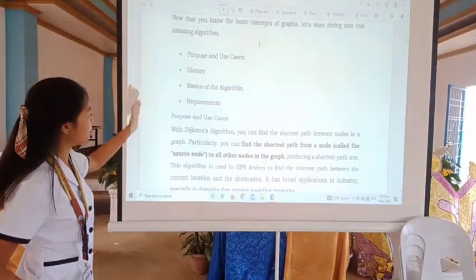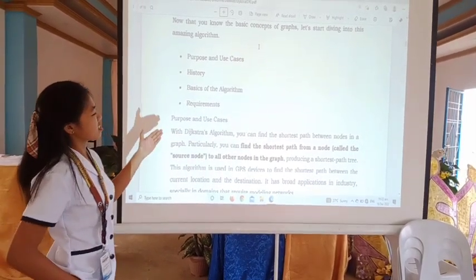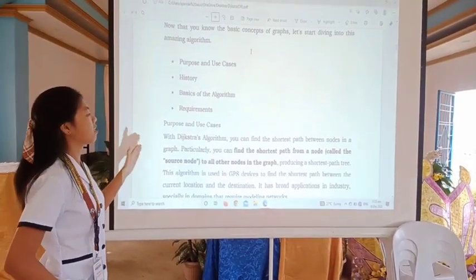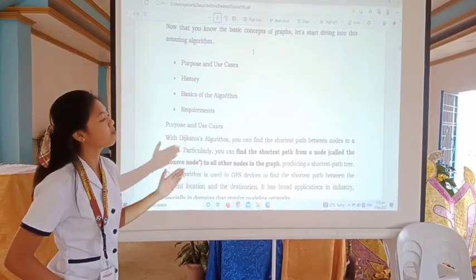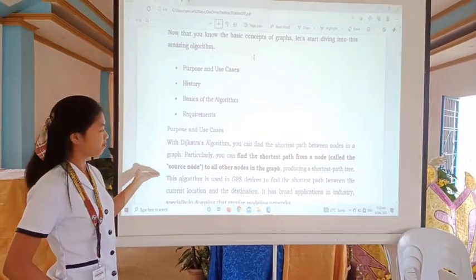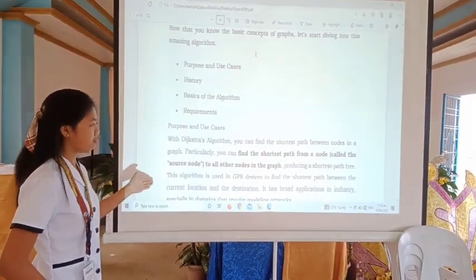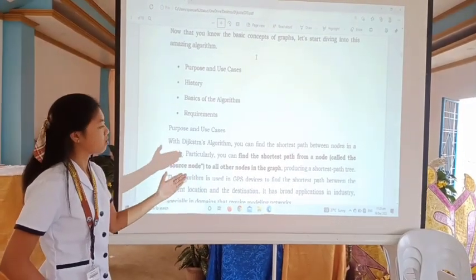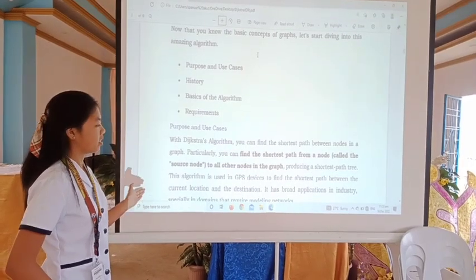We have the purpose and use cases. With Dijkstra's algorithm, you can find the shortest path between nodes in a graph. Particularly, you can find the shortest path from a node called the source node to all other nodes in the graph, producing a shortest path tree. This algorithm is used in GPS devices to find the shortest path between the current location and destination.